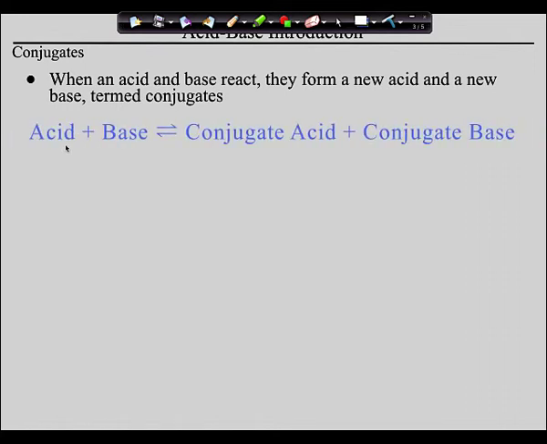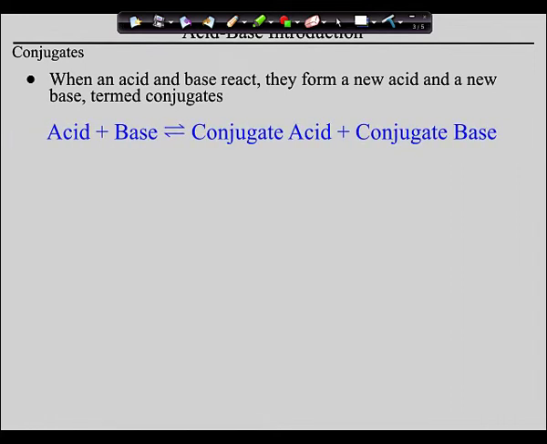Guys, now conjugates are going to become a very important part of our acid-base conversation. We're going to talk about the chemistry of conjugates. So simply being able to identify them is certainly critical, but the conversation is not going to stop there. But that said, let's make sure that you can at least identify them. So guys, it goes like this. When an acid and a base react, and this is all Bronsted-Lowry now, they form a new acid and a new base. And those are what are termed the conjugate acid and the conjugate base.